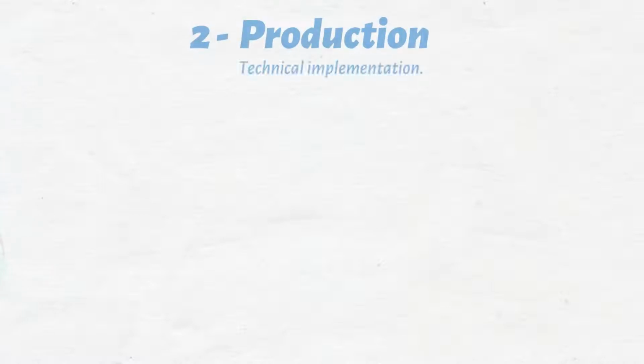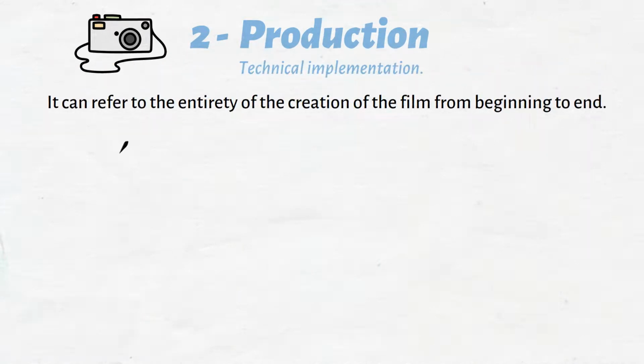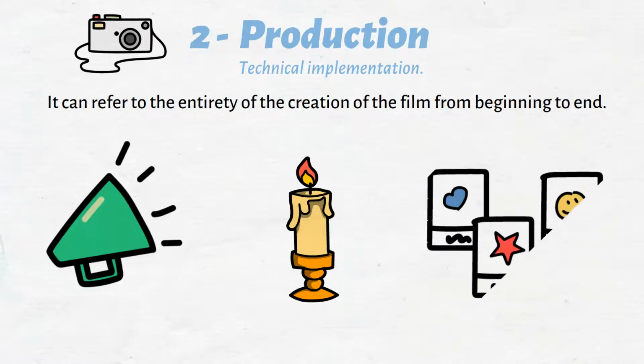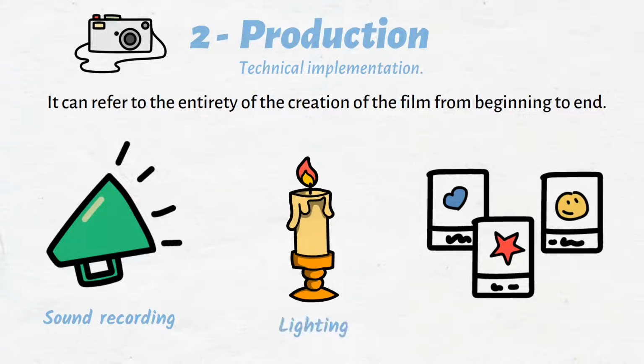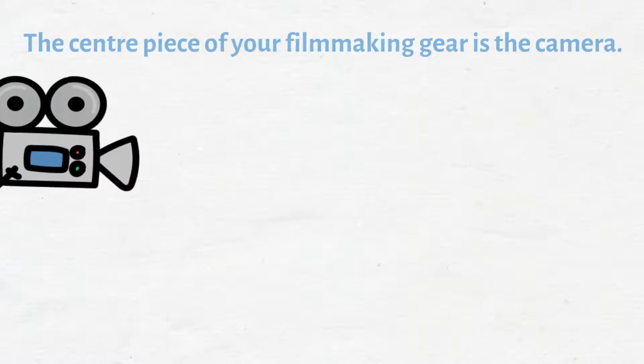Production: technical implementation. While it can refer to the entirety of the creation of the film from beginning to end, here this stage specifically refers to the actual process of filming, including sound recording, lighting, directing the shots, and so on. The centerpiece of your filmmaking gear is the camera.